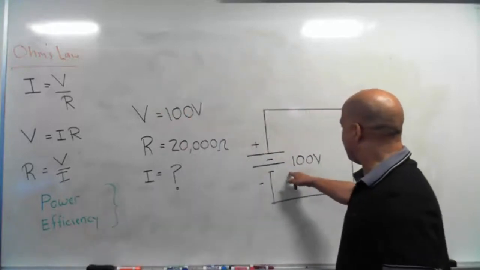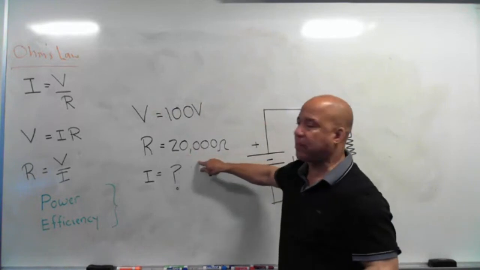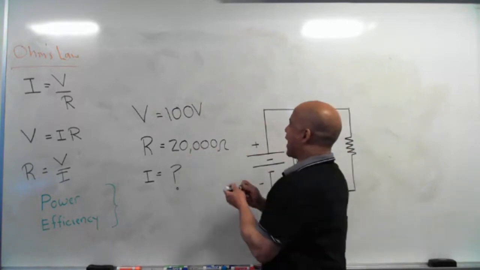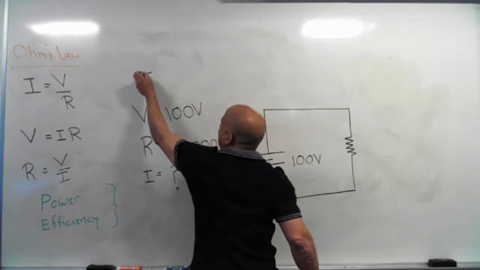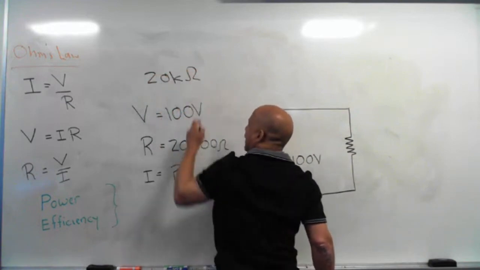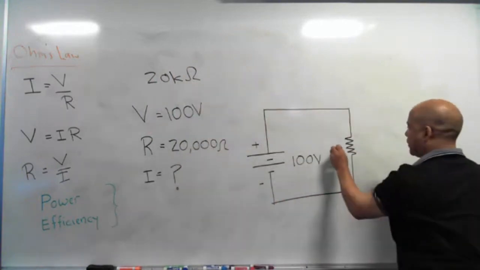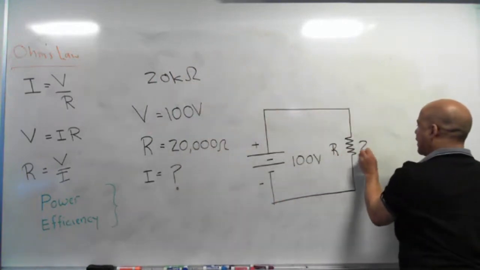So I got my voltage source, 100. It says the resistance is 20,000. I'm not going to write it this way. The way you'll actually see that written on most documents is like this. And you should know how to get from this form to that form. So this resistance is 20 kilo ohms.